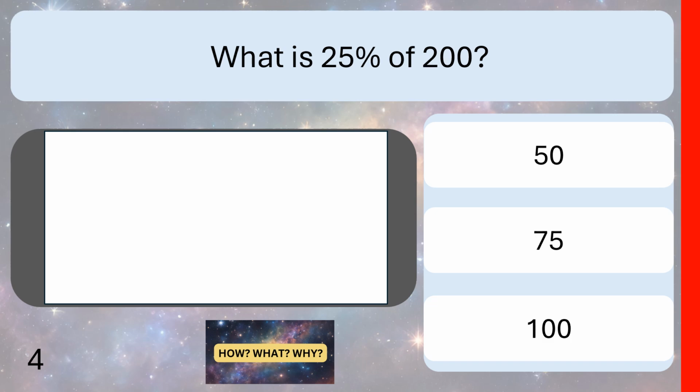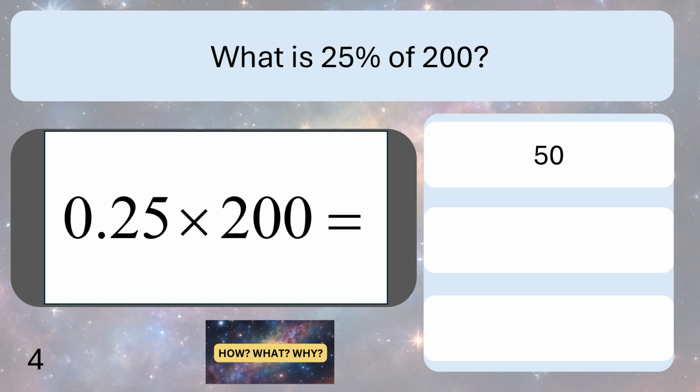Question 4. What is 25% of 200? Is it 50, 75, or 100? Remember, to solve this, we make 25% into a decimal, which is 0.25, and multiply it by 200. And we get the answer of 50.